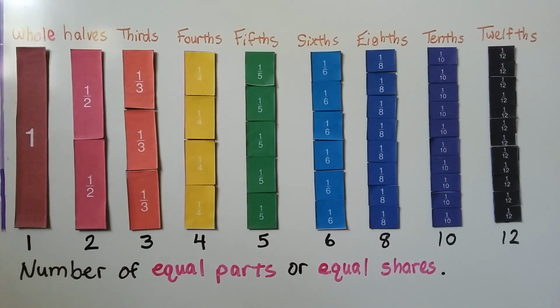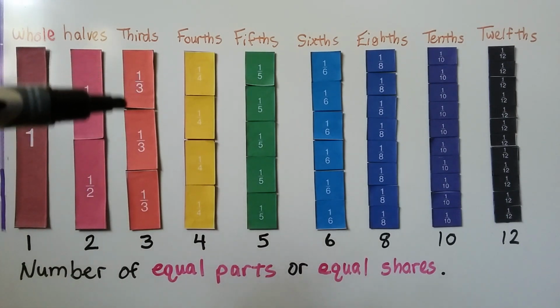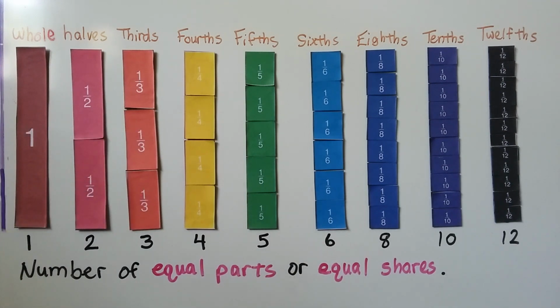Here we have some fraction bars. This is a whole bar, so that's 1 whole. Here we have 2 halves. Here we have 3 thirds. And if you look, the 2 halves is the same as 1 whole, and the 3 thirds is the same as 1 whole. See that? These are all the same size.